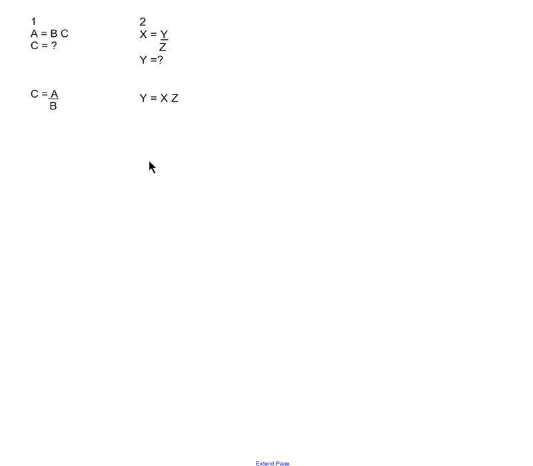And here are the answers. I hope you got these, that C is equal to A over B and Z is equal to Y over X. Well done if you got those right.